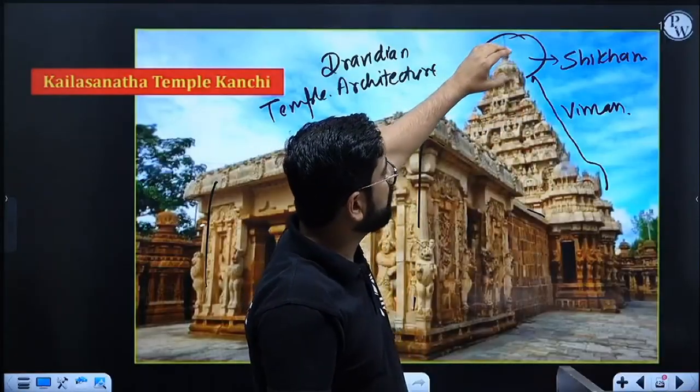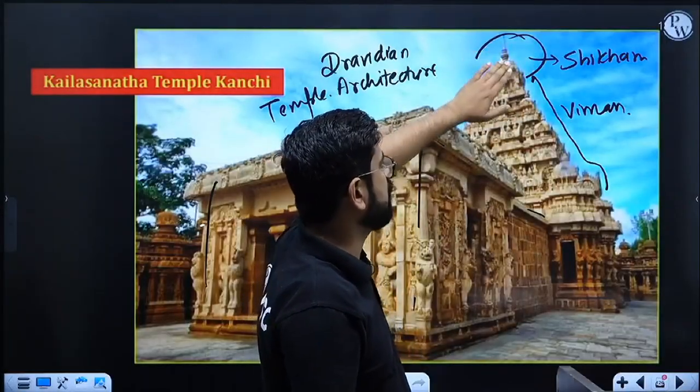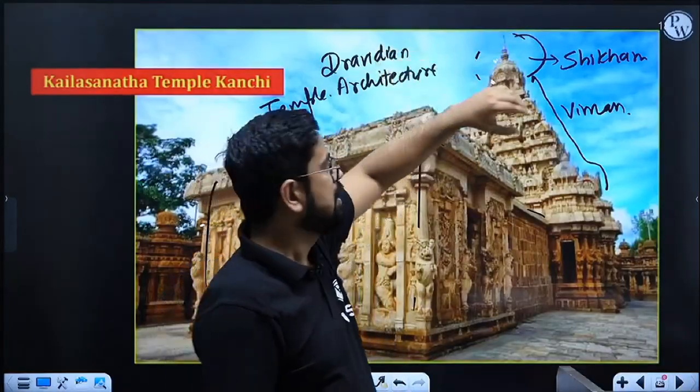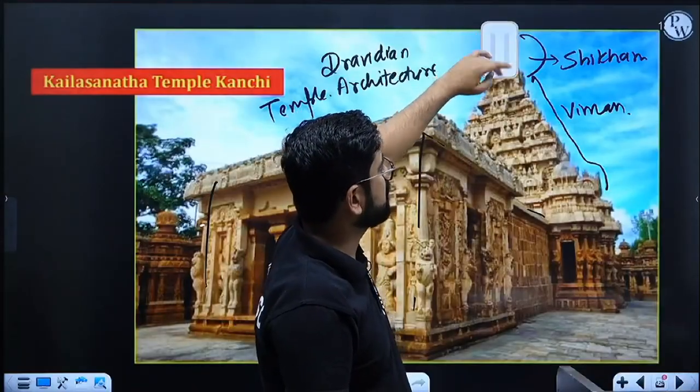At the top, there is a monolithic structure, or maybe it is not important whether behind is monolithic or not. But you find a big heavy structure over here which is called a shikhar. It is more like a capstone, a cap, which is the shikhar. And then some amalaka and kalash again. So this is the structure.